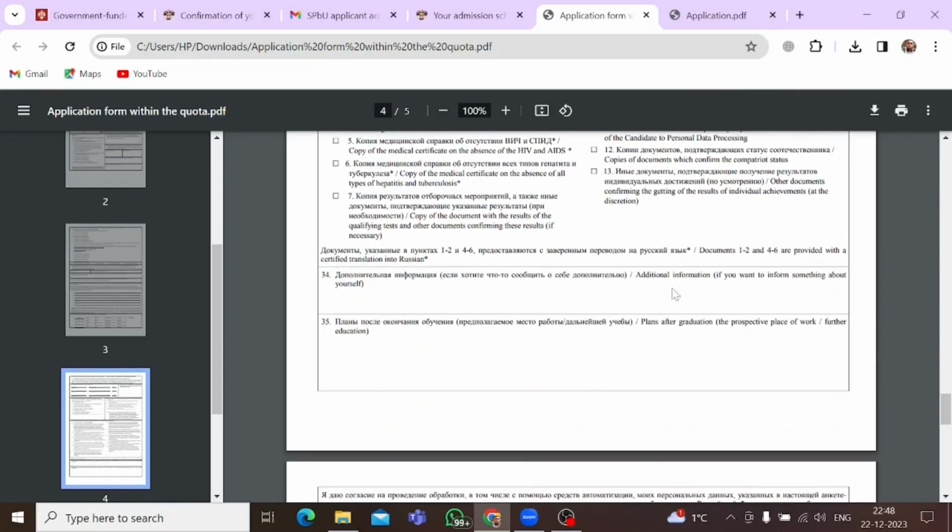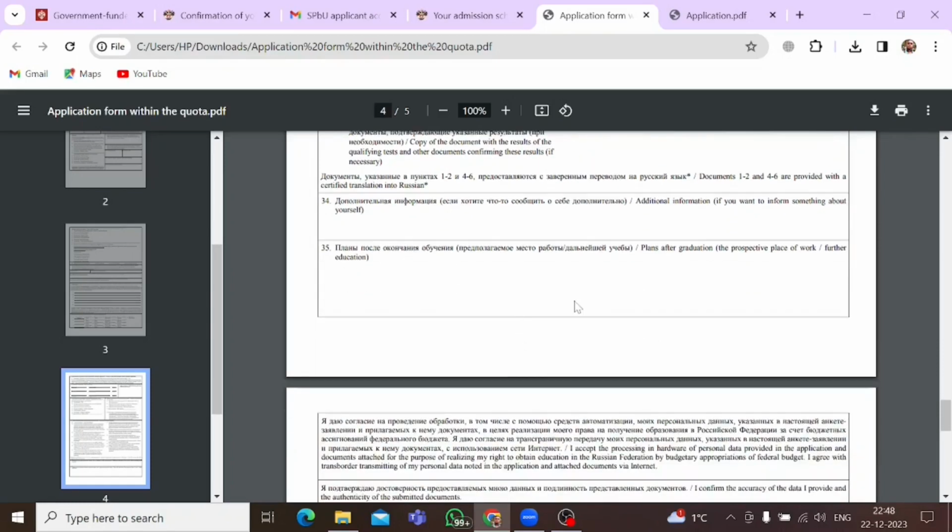You leave it. Now come back here. Additional information: if you want to tell anything about yourself, write it in here. Plans after graduation: what would you want to do after graduation? You write it here. My advice for you in this section is, no matter what plans you have, try to make them know that you're going to go back to your home country after graduating, because this is a scholarship. If you make them know that maybe you have plans of remaining in their country after graduating, you may not be given the scholarship.